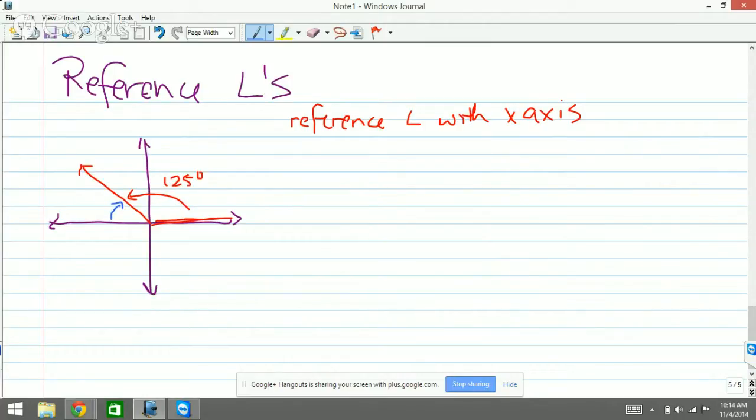We reference it with the x-axis. So this is our reference angle here. What's that? 55 degrees. You have to finish it to 180. So we're referencing that with the x-axis. We want to be less than 90 degrees.